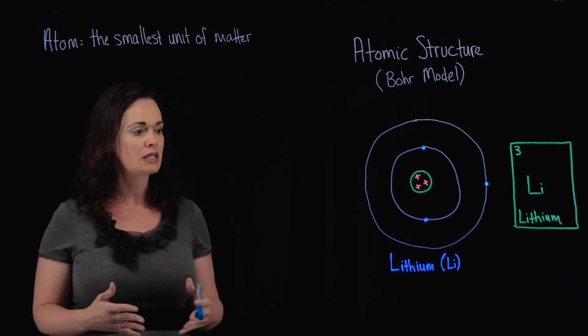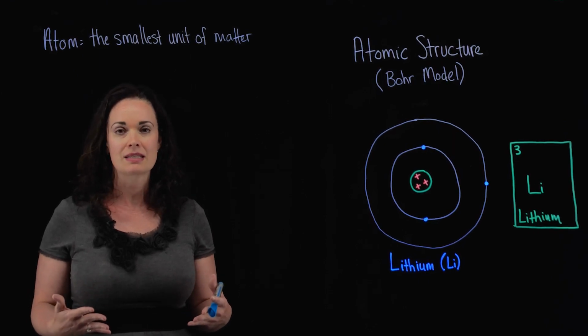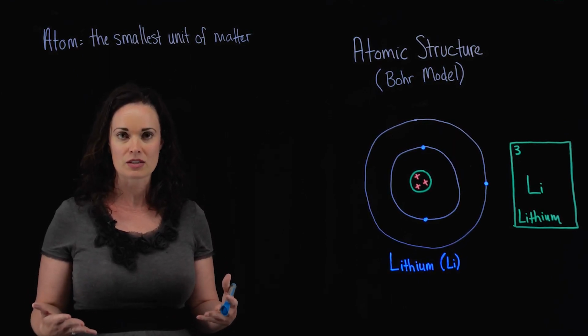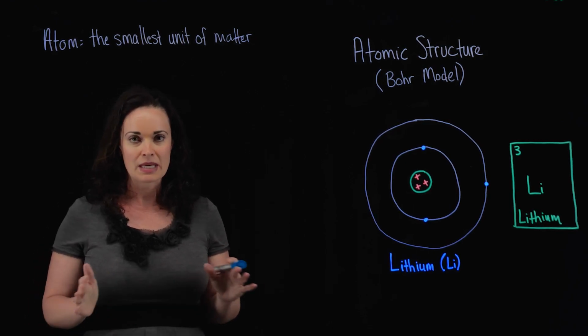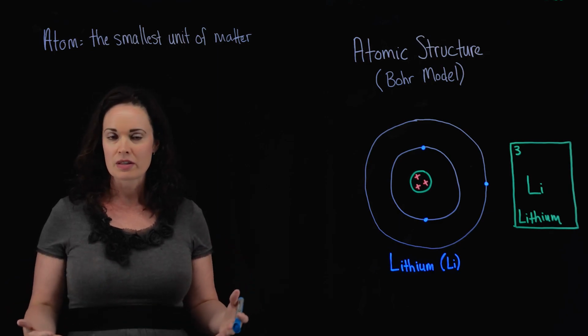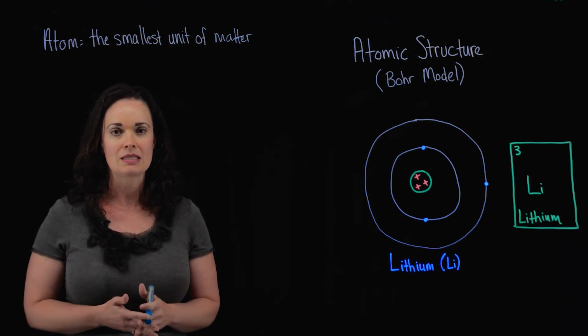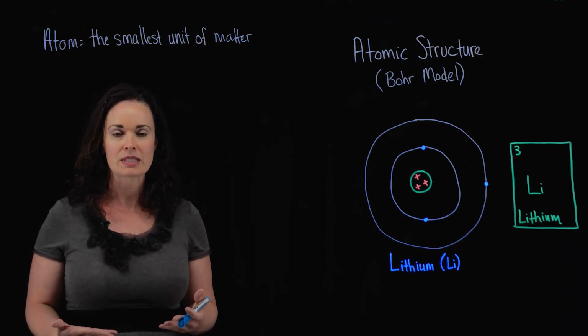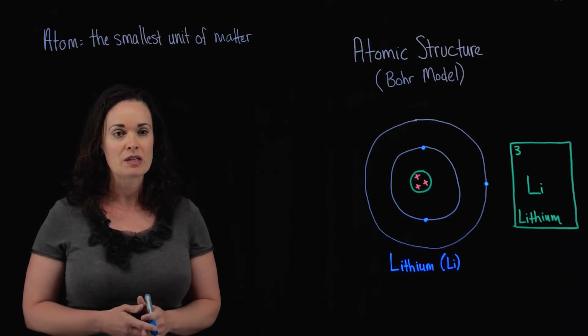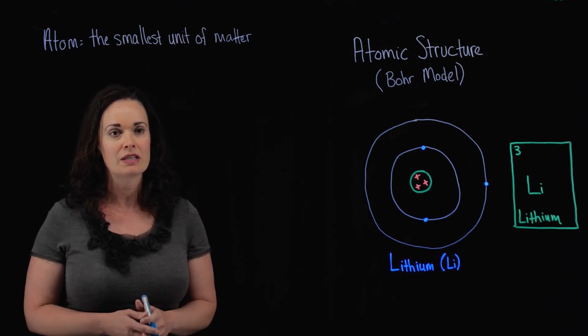So the Bohr model is a model that scientists have come up with that represents what an atom would actually look like. So my definition of an atom is it's the smallest unit of matter. Everything in the world, everything in our bodies is made up of atoms. One of the elements out there that many of you are probably familiar with, maybe you have some jewelry made out of it, is gold.